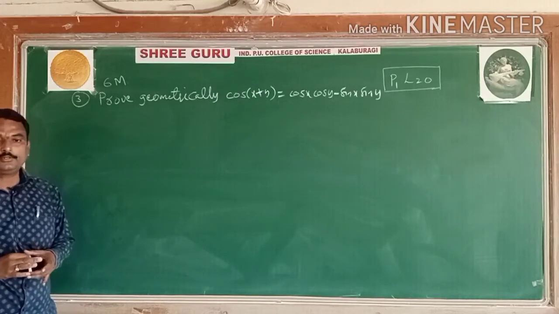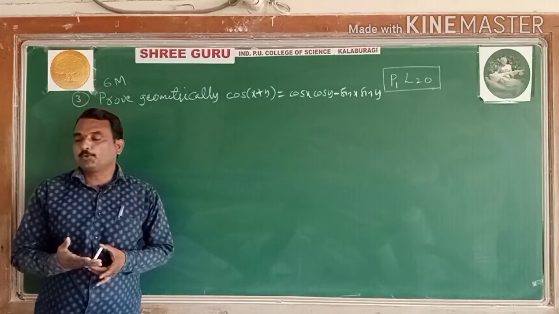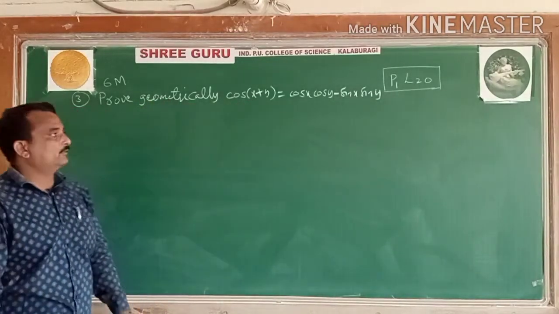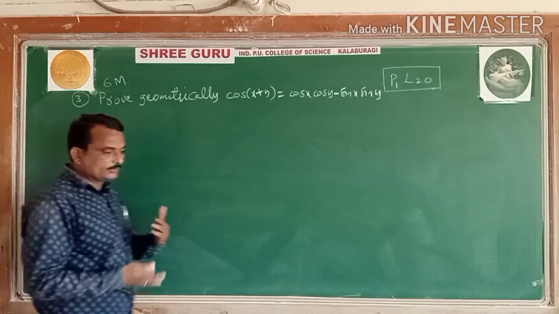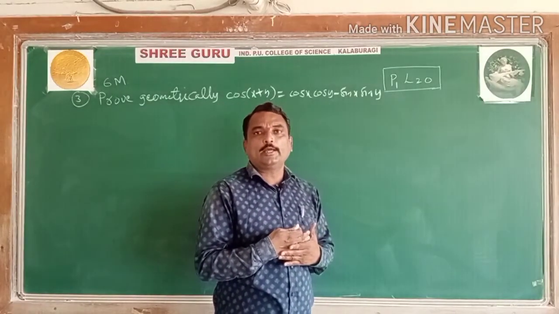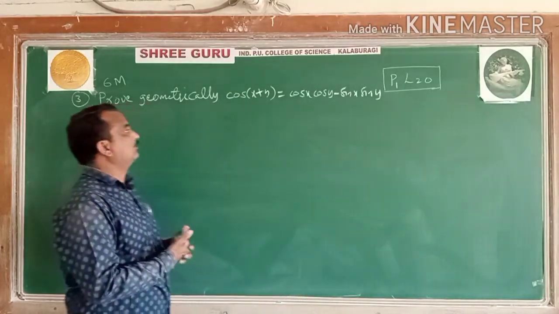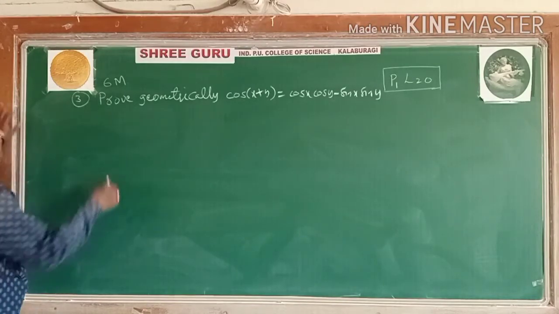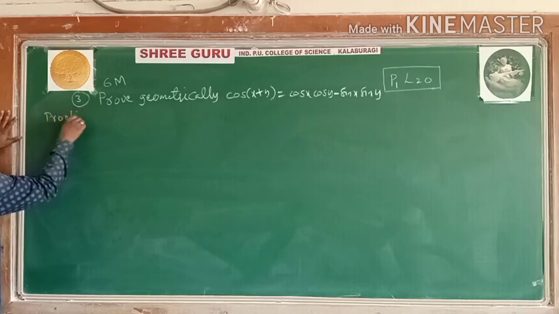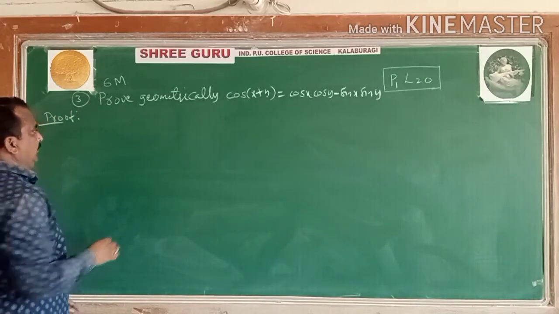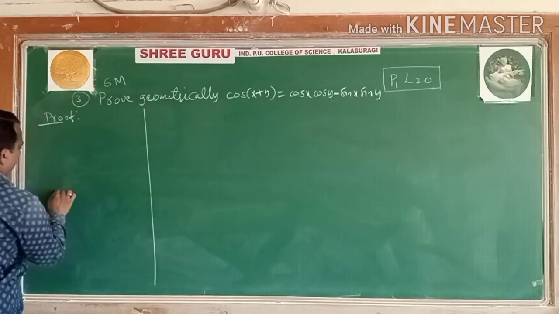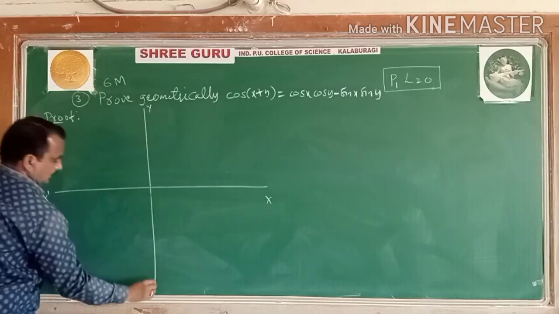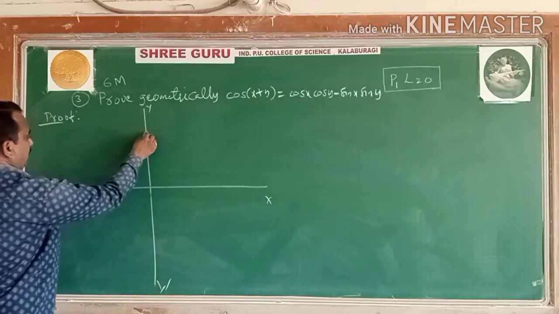Using this result, we may prove the remaining results related to the sum and difference of two angles. You may expand this to the sum of two angles or even three angles. Let us see here. For the proof of this, this is the theorem. Here I will consider a unit circle. First I draw the Cartesian plane. Here I am considering a unit circle.